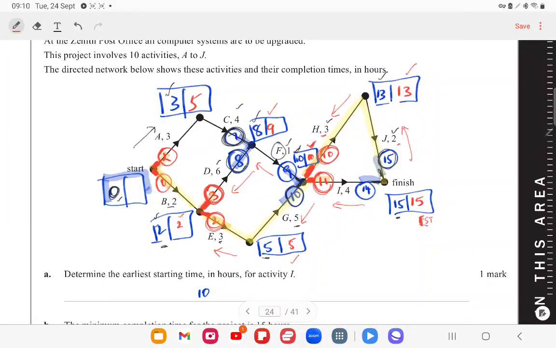Now let's go along B. So 2 take away 2 is 0. And if we go along C and A, 9 take away 4 is 5, and 5 take away 3 is 2, the other choice. And the smaller one is 0. So we have now done the backward scan, and let's indicate.